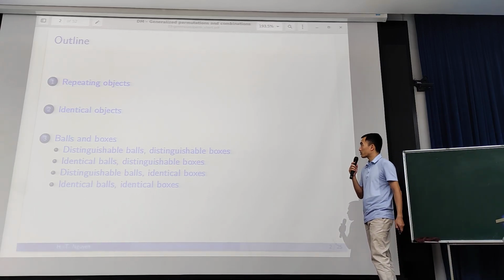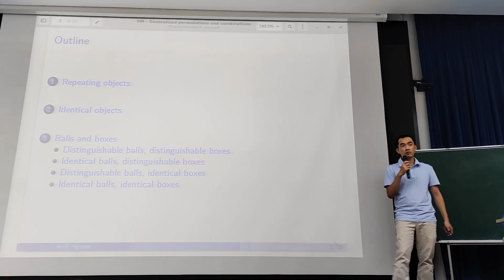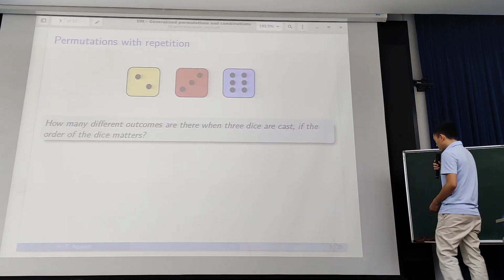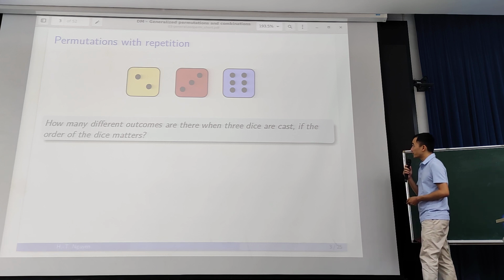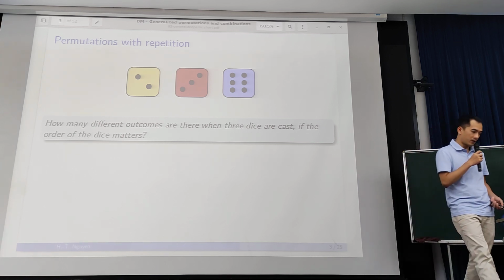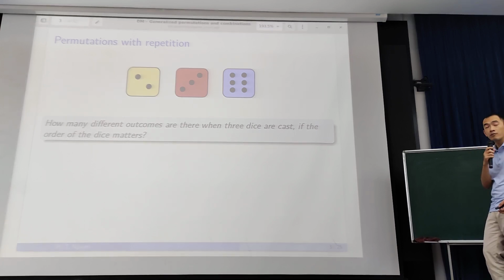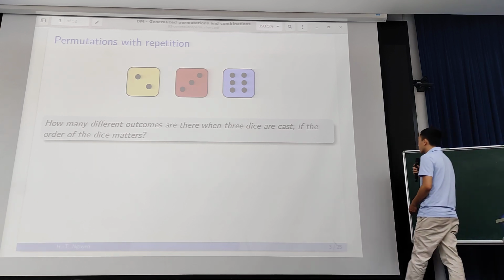We talk about permutations and combinations with repetition. So now, let us consider a simple example. Suppose that you have some dice, standard dice, cubic, with the numbers from 1 to 6 on the faces.